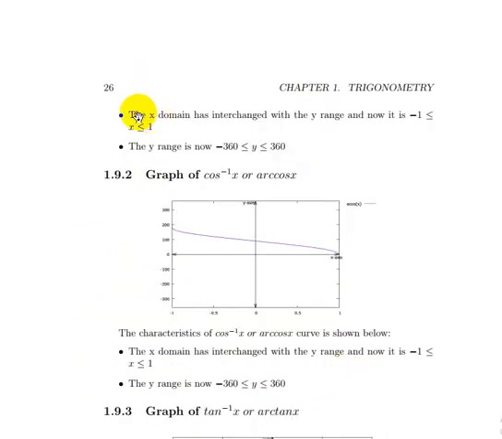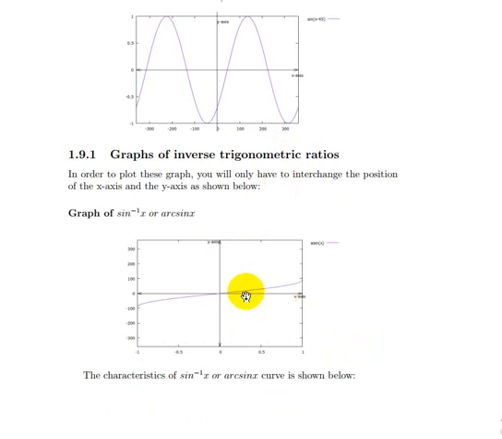Here in this case, the x domain is no more between -360 degrees and 360 degrees, but instead -1 less than or equal to x less than or equal to 1. And now the range in this graph is going to be -360 degrees less than or equal to y less than or equal to 360 degrees. But we can see here that the graph stops at exactly 90 degrees. It does not continue.